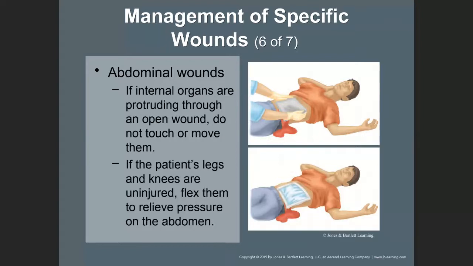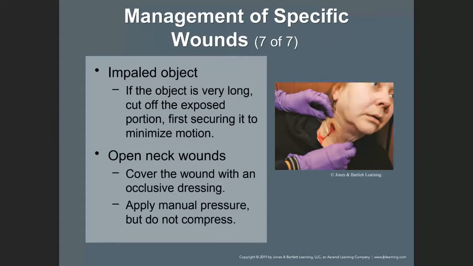Abdominal wounds. If internal organs are protruding through an open wound, do not touch or move them. If the patient's legs and knees are uninjured, flex them to relieve pressure on the abdomen. For an impaled object, if the object is very long, cut off the exposed portion first, securing it to minimize motion. Open neck wounds: cover the wound with an occlusive dressing, apply manual pressure, but do not compress. And we don't want to go circumferential around the neck.